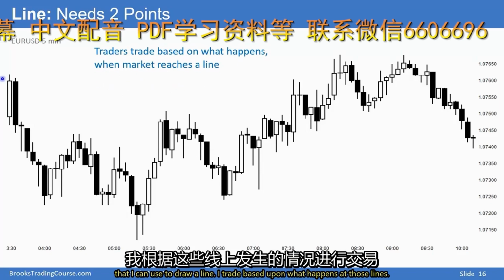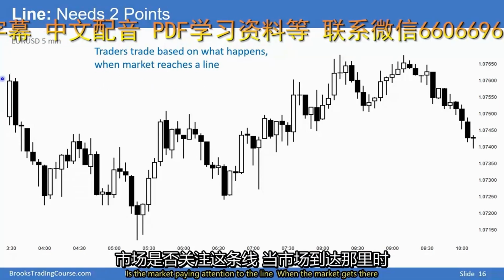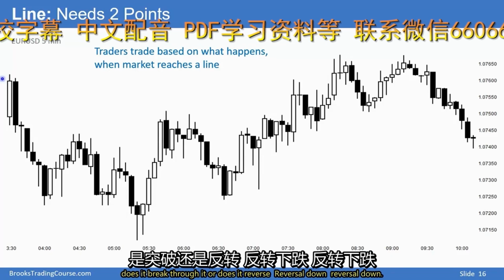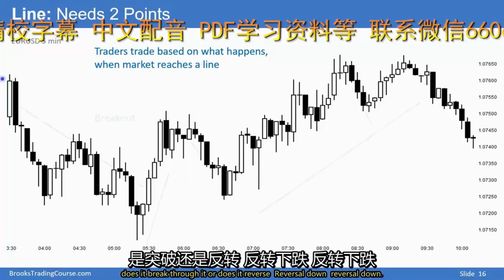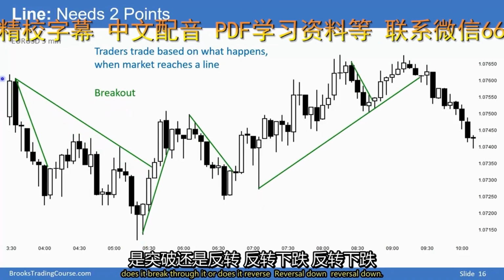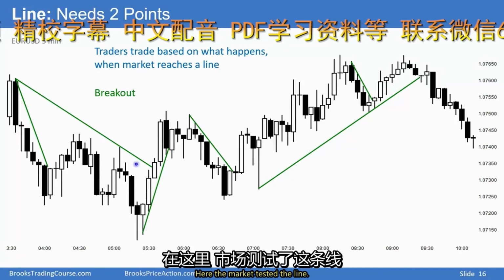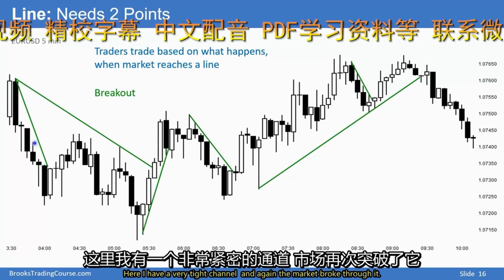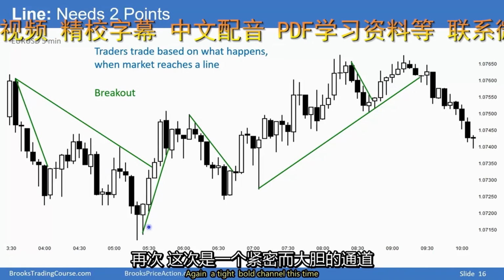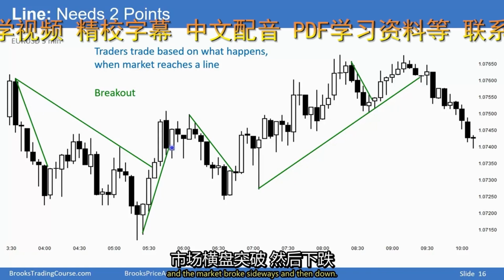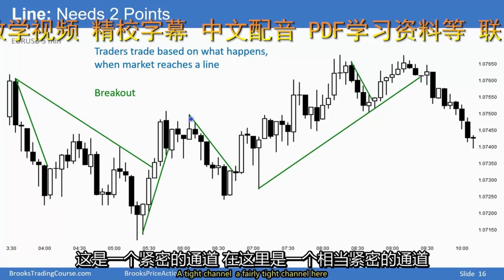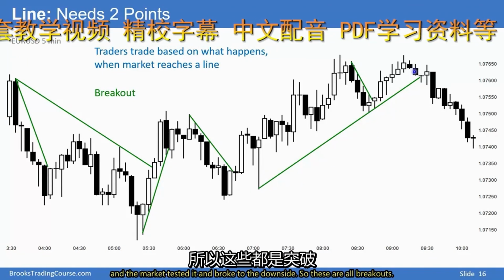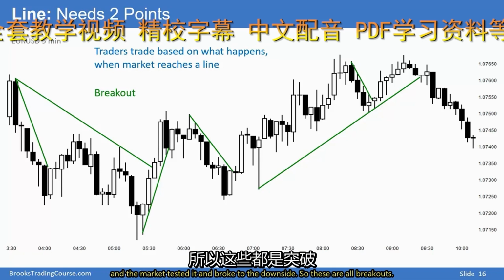I trade based upon what happens at those lines. Is the market paying attention to the line? When the market gets there, does it break through it or does it reverse? Reversal down, I draw a line. Here the market tested the line, it broke through it. Here I have a very tight channel, and again the market broke through it. Again, a tight bull channel this time, and the market broke sideways and then down. A fairly tight channel here, and the market tested it and broke to the downside. So these are all breakouts.